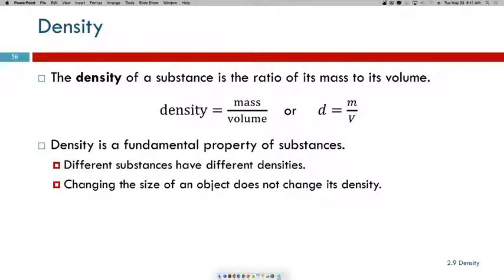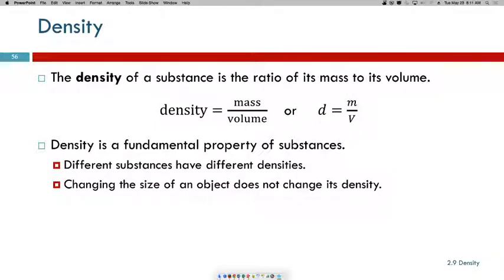Okay, so density. Density is the ratio of the mass of something to its volume. So we can write an equation to describe density. Density equals mass divided by volume, or using just symbols instead of words, D equals M over V.